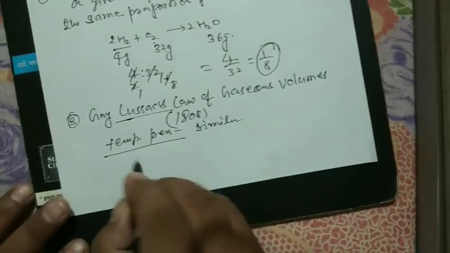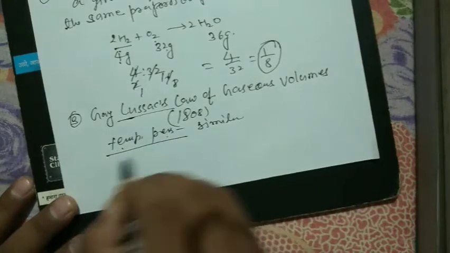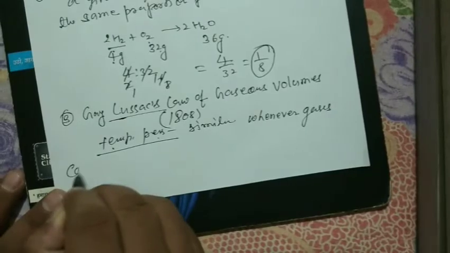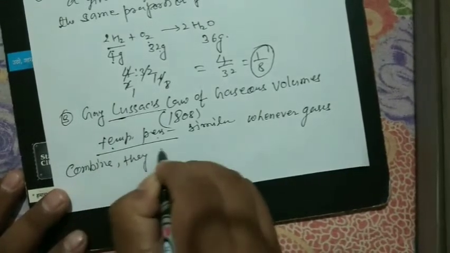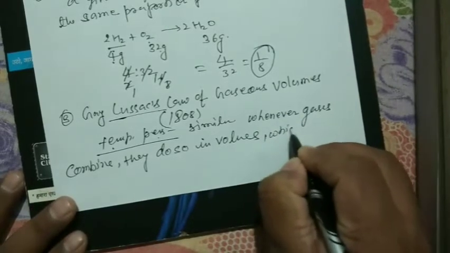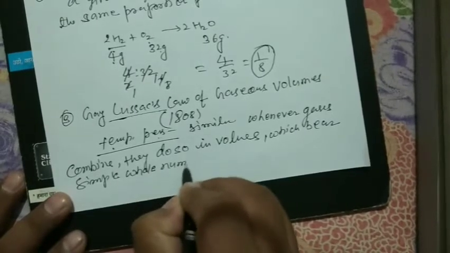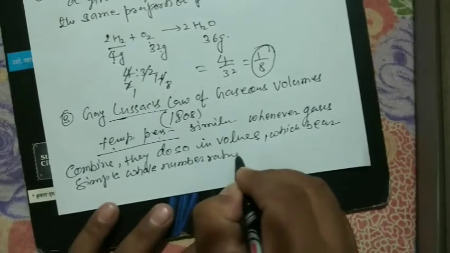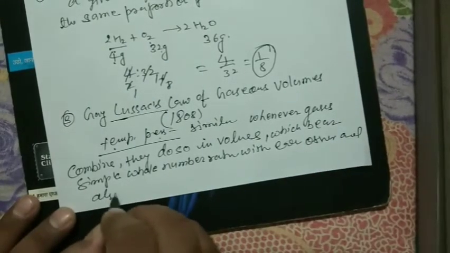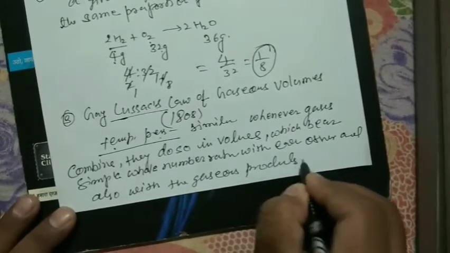Let's write its statement first. Under similar conditions of temperature and pressure, whenever gases combine, they do so in volumes which bear a simple whole number ratio with each other and also with the gaseous products.